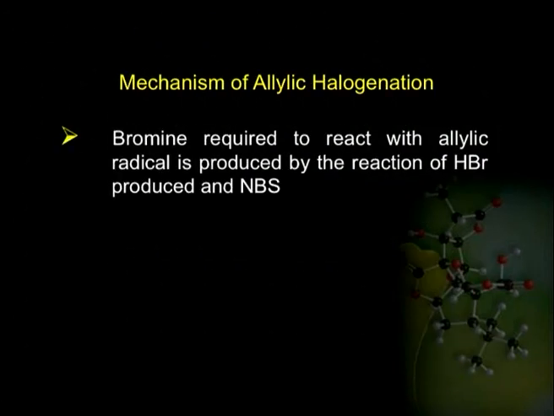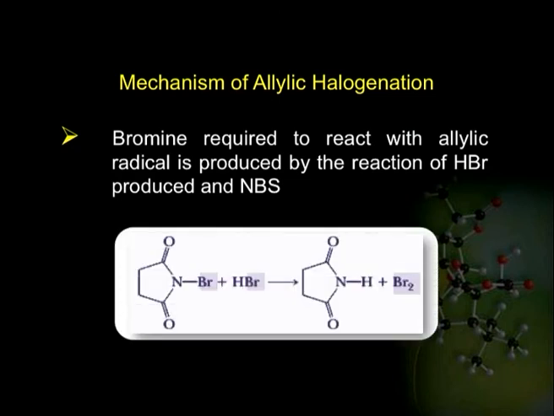So, the bromine required to react with allylic radical is produced by the reaction of HBr, which was produced, with NBS. So, N-bromosuccinimide with HBr generates this bromine, and this is the succinimide. So, bromine which is required for the reaction is also generated by N-bromosuccinimide. So, that is how this reaction is important.